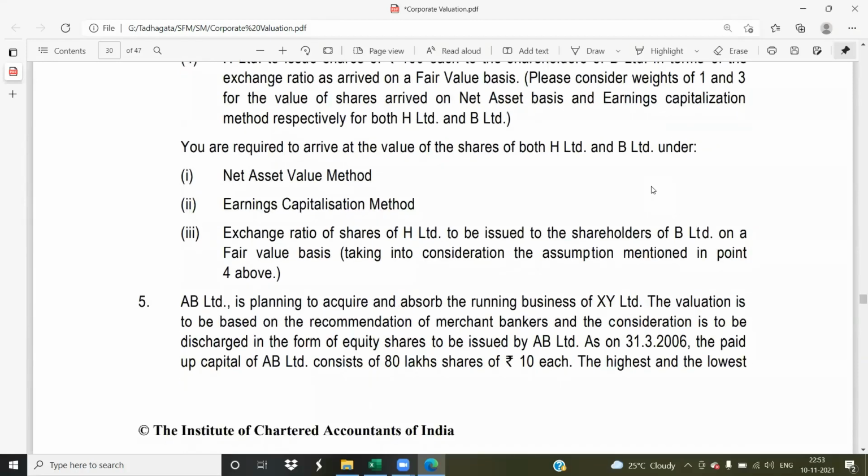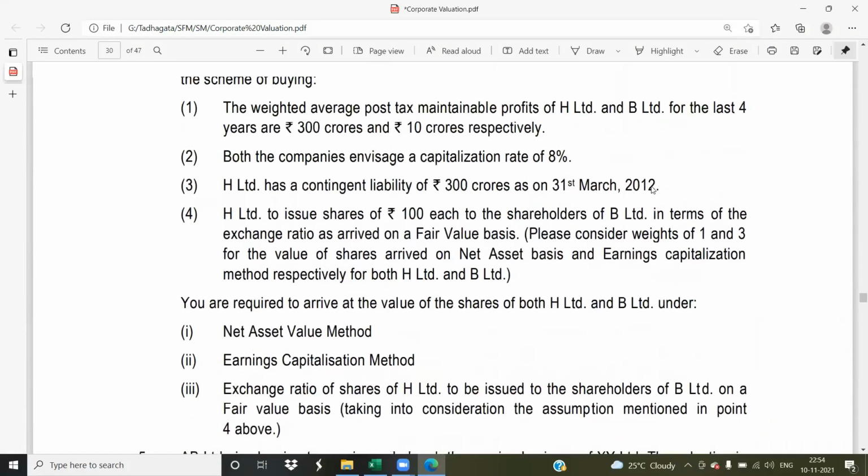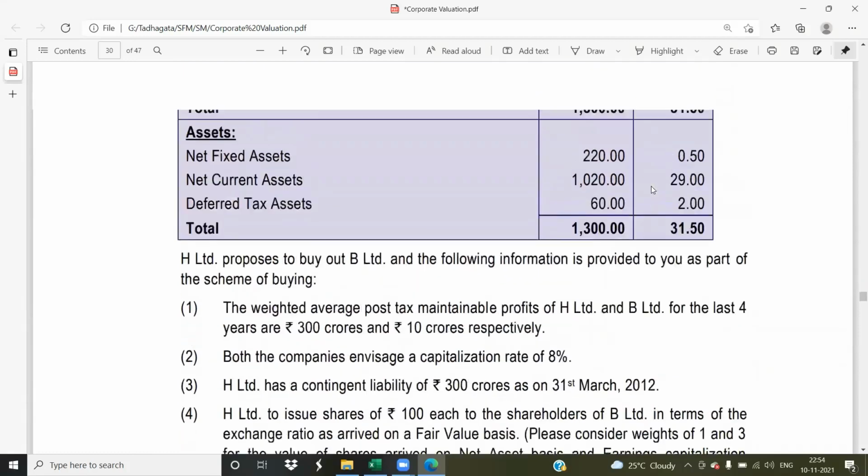Okay, so now we need to find out the fair value. How do we find out the fair value? Based on NAV value and earnings capitalization method value, we'll just add weights 1 and 3 and we'll find out the fair value. And how do we find out the exchange ratio? Exchange ratio is equal to fair value of B Limited by fair value of H Limited. So this is the method we are going to follow to solve the problem. Now let's go to Excel.